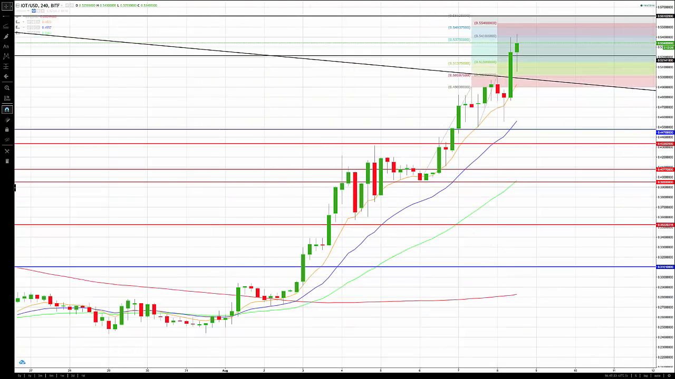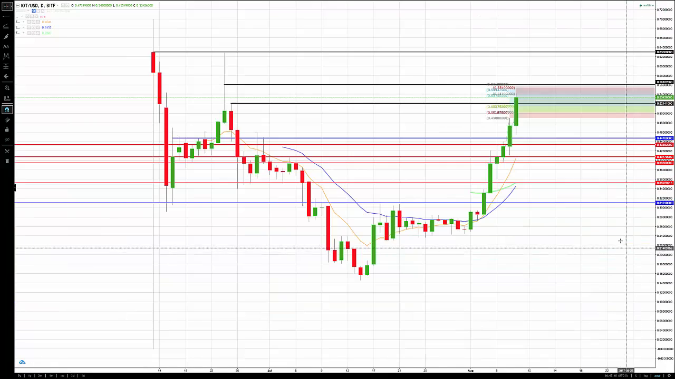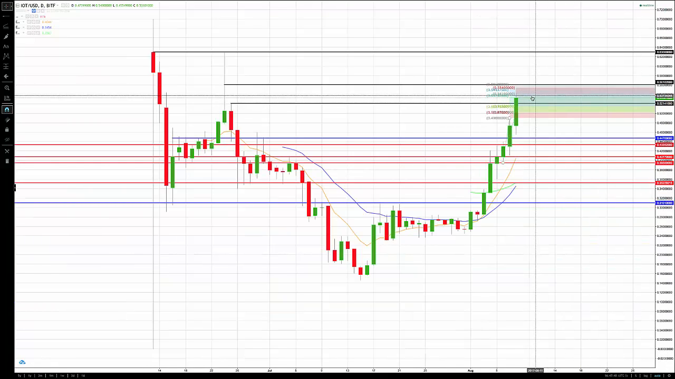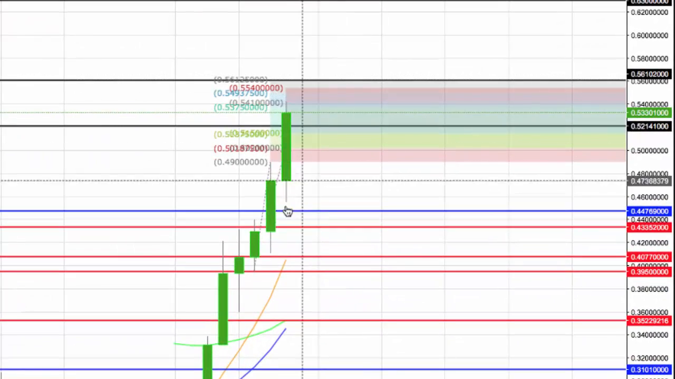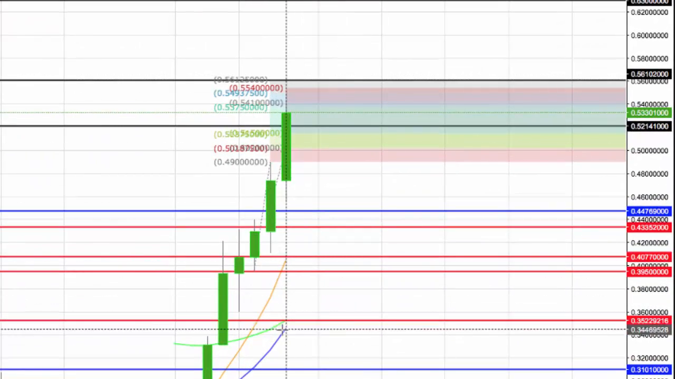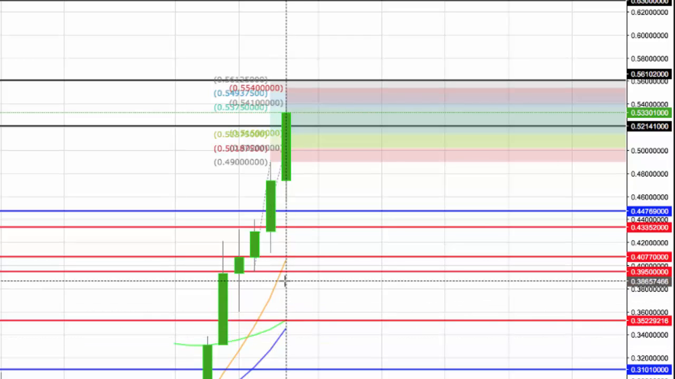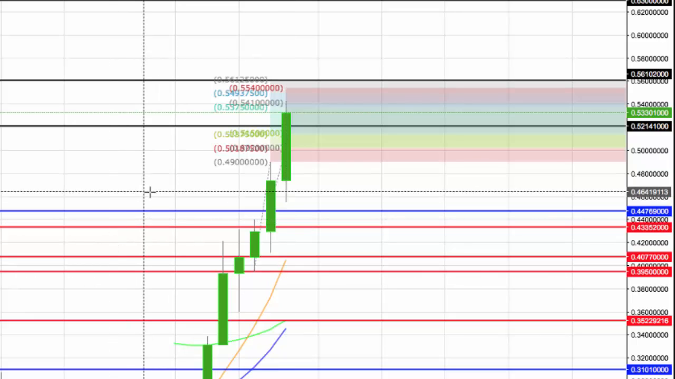Let me switch over to the daily really fast for you. All right, here's the daily. You can see the targets up here that we have left to hit. We're really getting extended now from the rotation zone on the daily chart. So at some point, we are expecting a bigger pullback, deeper than these shallow rotations we've been seeing. Can't predict when that's going to happen.